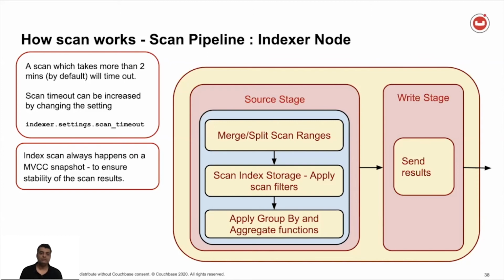It's also noteworthy that index scan storage makes use of MVCC. So it is possible that while doing a scan, there are actively some changes happening to the index scan storage. So to ensure scan stability, MVCC snapshots are created and scan requests are always served with the help of a stable MVCC snapshot.